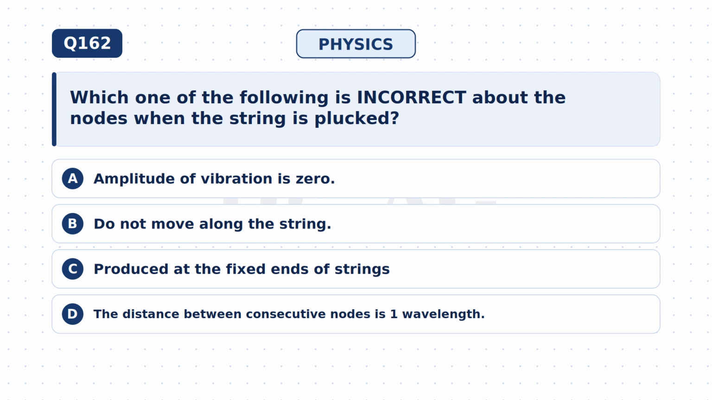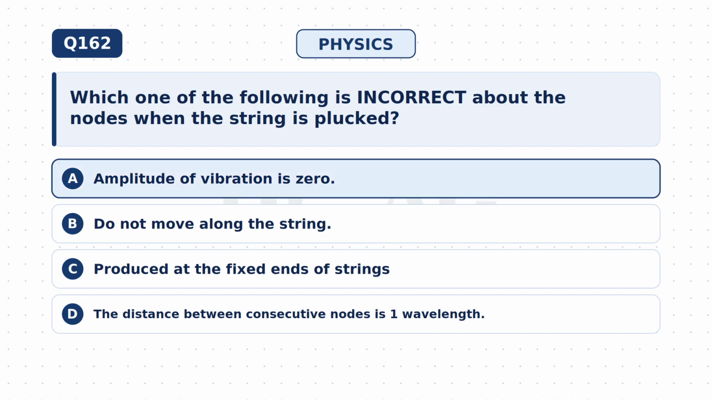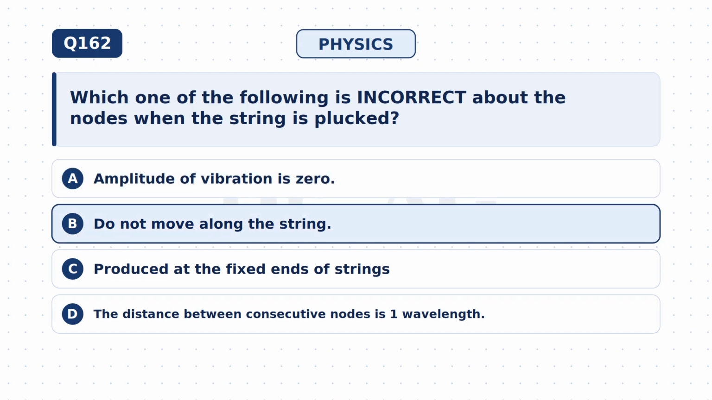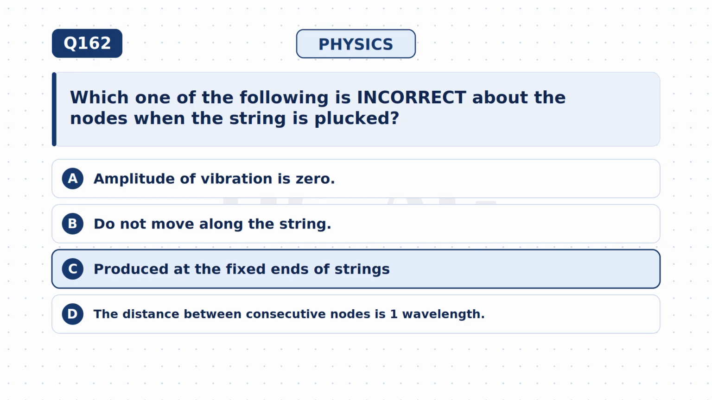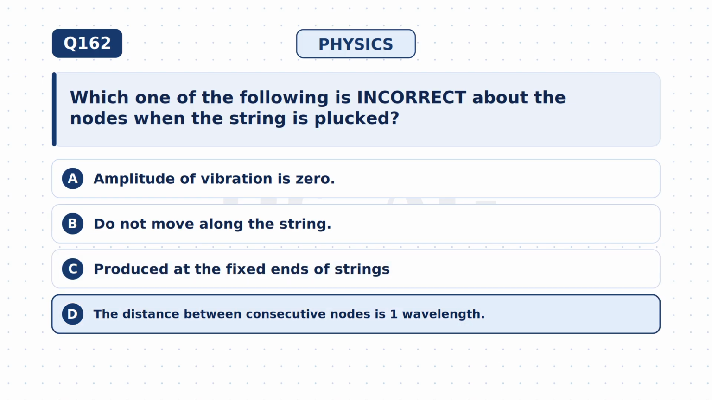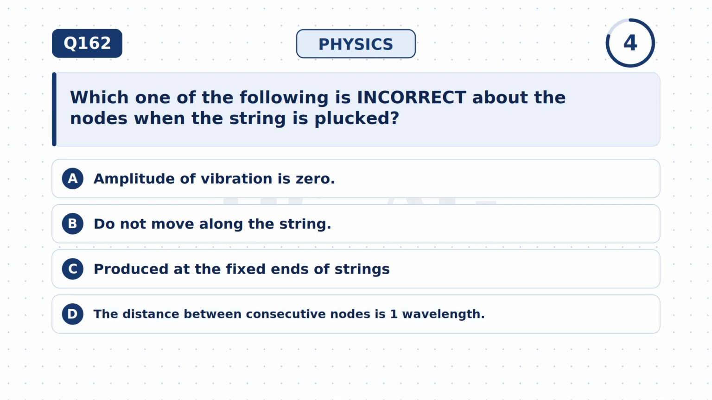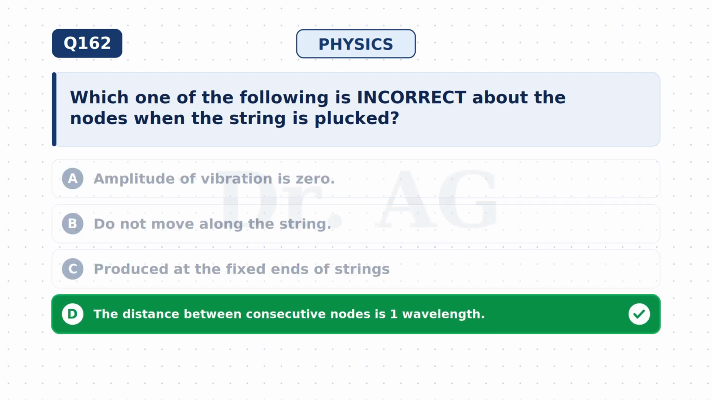Question 162. Which one of the following is incorrect about the nodes when the string is plucked? Option A, amplitude of vibration is 0. Option B, do not move along the string. Option C, produced at the fixed ends of strings. Option D, the distance between consecutive nodes is 1 wavelength. The correct answer is D, the distance between consecutive nodes is 1 wavelength.